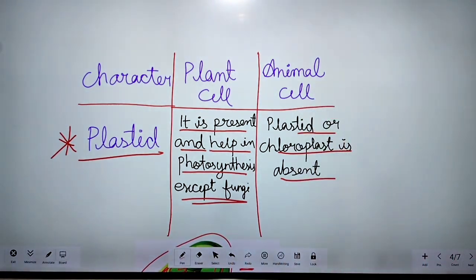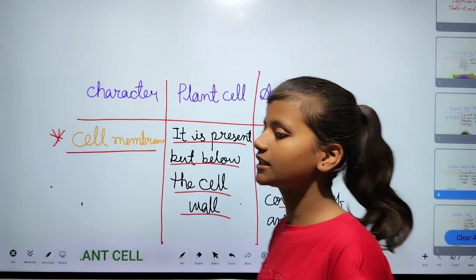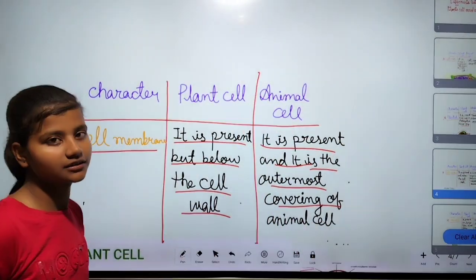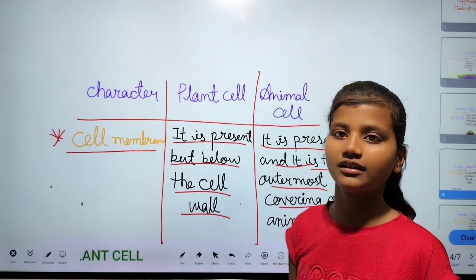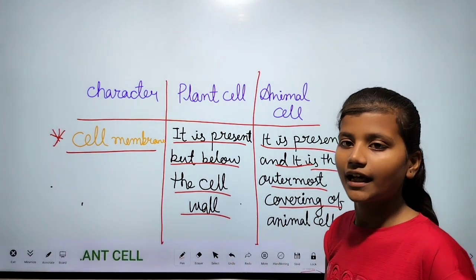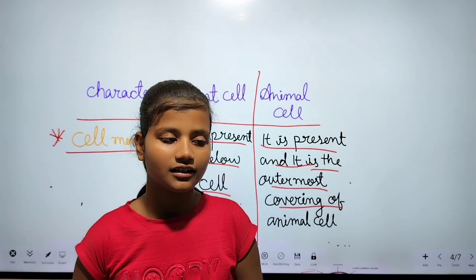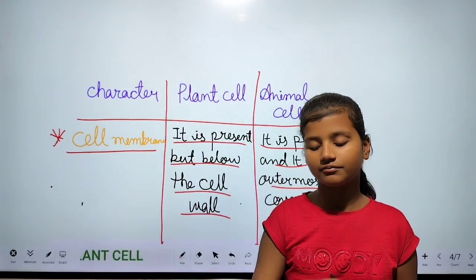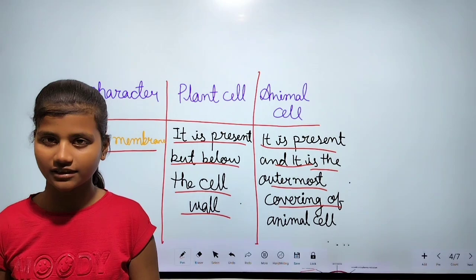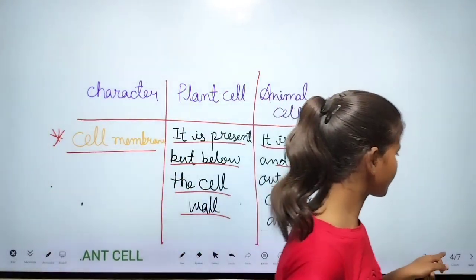Next, cell membrane. Cell membrane is present in a plant cell below the cell wall. And in animal cell, the cell membrane is the outermost covering of the animal cell.